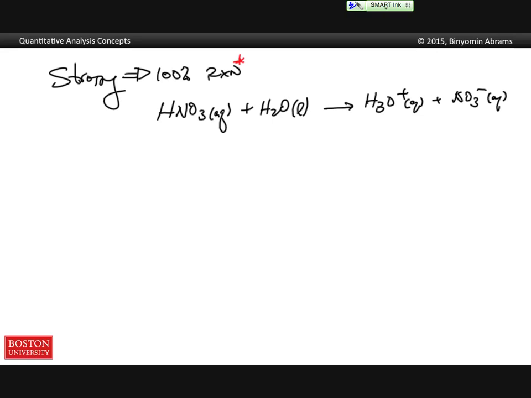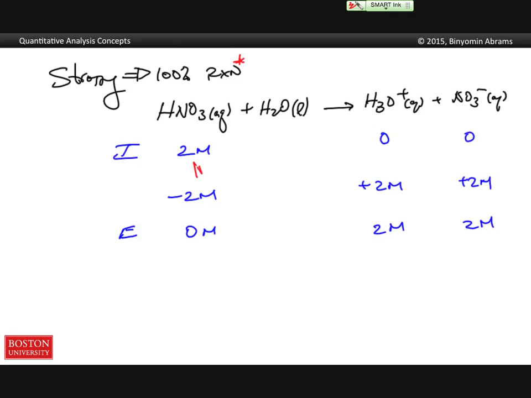If we were to start with an initial concentration of nitric acid of 2 molar and no hydronium and no nitrate, we would consume all 2 molar and form 2 molar of both of these. And when we're done with this reaction at equilibrium, we would have 0 molar of nitric acid, 2 moles per liter of hydronium, and 2 moles per liter of nitrate. As I said, this is not actually 0. It's immeasurably close to 0. And the whole point is that within the significant figures of what we started with, it is 0.